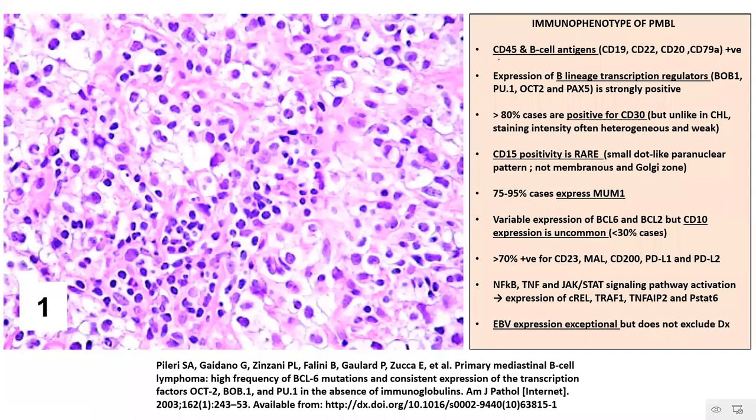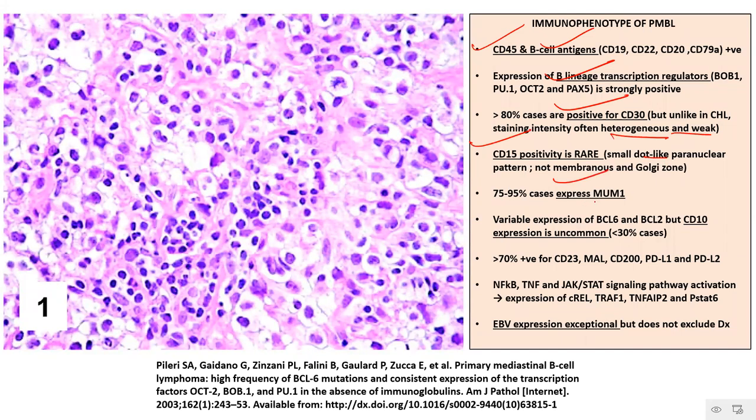So the immunophenotype of the cell in primary mediastinal B-cell lymphoma would be positive for LCA, along with strong expression of the B-cell antigens, as well as strong expression of the B-cell transcription factors. Many of the cells will be positive for CD30, but it will be heterogeneous and weak expression compared to the classic Hodgkin lymphoma cells. CD15 positivity, however, is rare, and if at all present, it will be only as a small dot next to the nucleus and not the characteristic membrane and Golgi zone pattern of positivity.